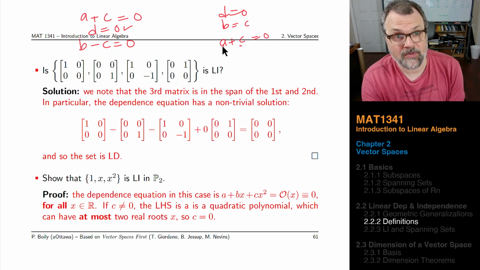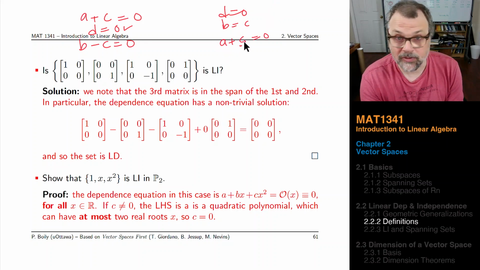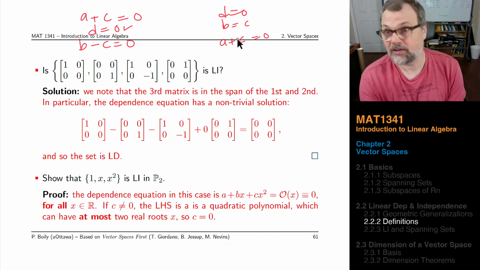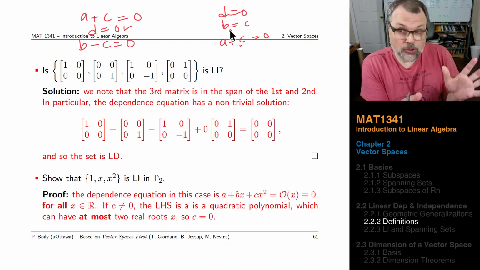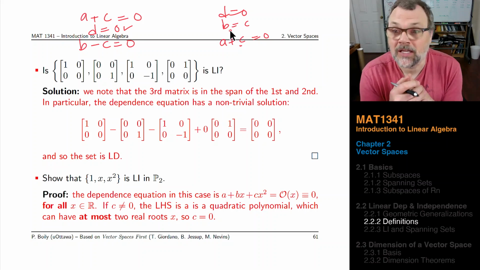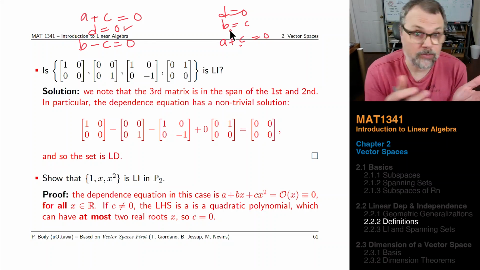So I mean, give me an A and a C that added together give me 0. I guess I could pick A is equal to 0 and C is equal to 0, but then that gives me that B is also equal to C, which is 0. So everything is 0, so that's the trivial solution. But the fact that the trivial solution is a solution is not a bad thing. What we want to show is that it's either the only one or there could be others.